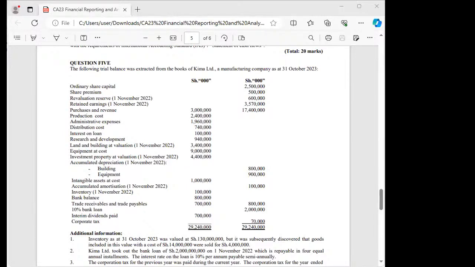Credit balance. Have they credited ordinary share, share premium? You can see retained earnings and the revaluation that we are talking about. They have done so, and that is very interesting.